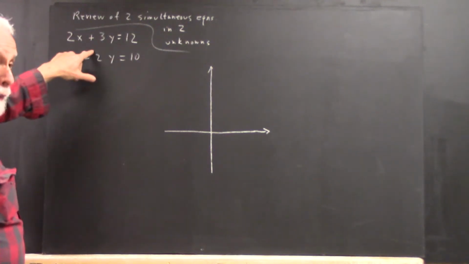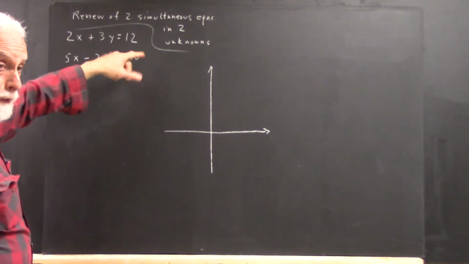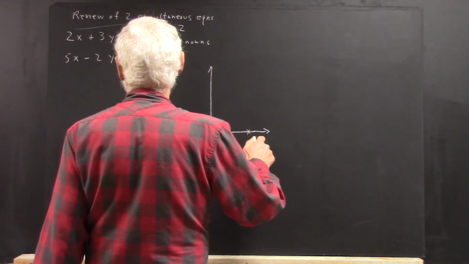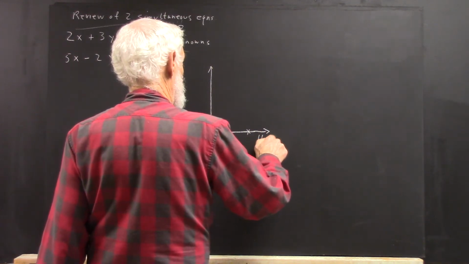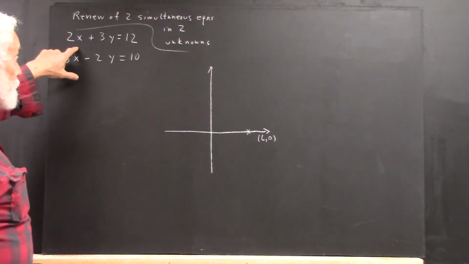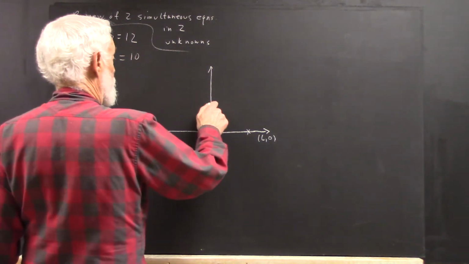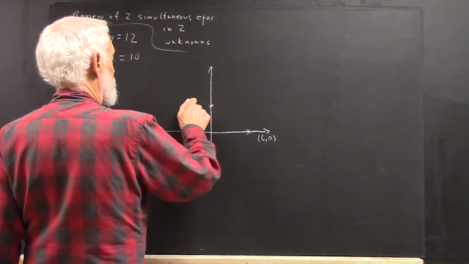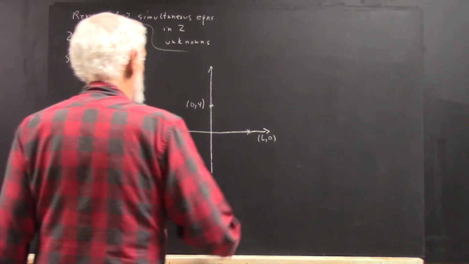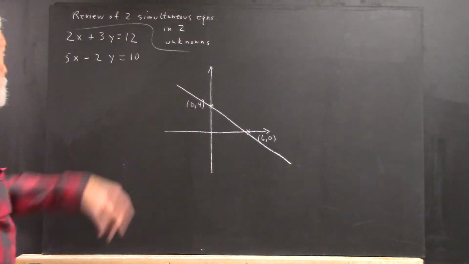The x-intercept of this equation is going to occur when y equals 0, so that 2x will equal 12 and x will equal 6. So we have the point 6, 0 on this graph. And if x equals 0, 3y equals 12, so that y is going to equal 4. So we have the point 0, 4 on the graph. And now we can sketch a straight line through these points, more or less.